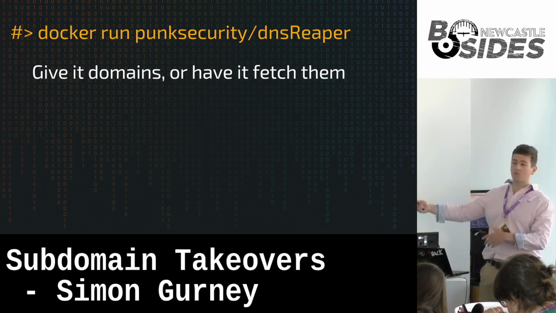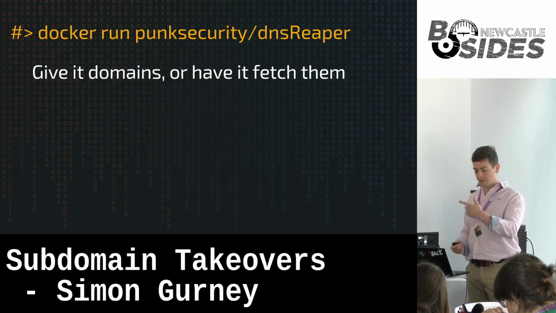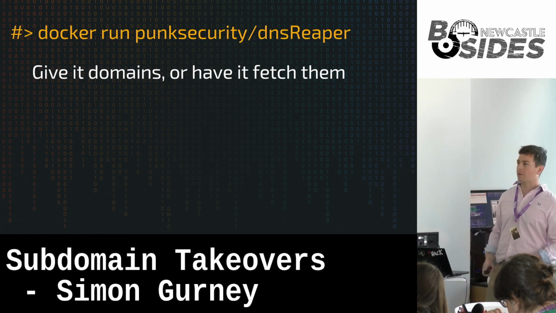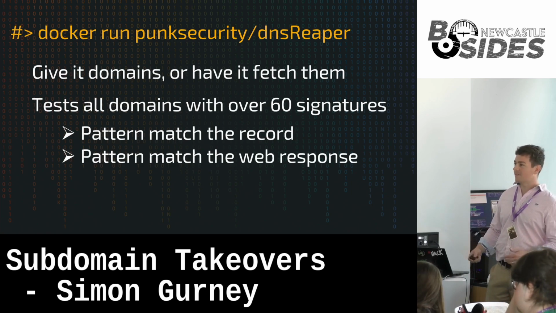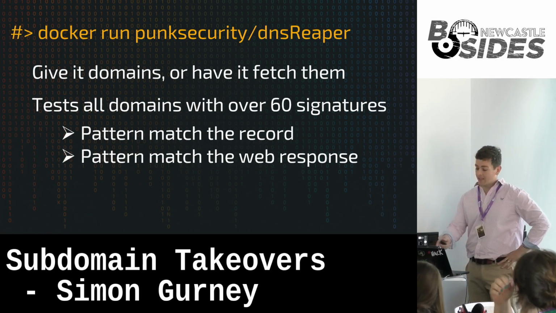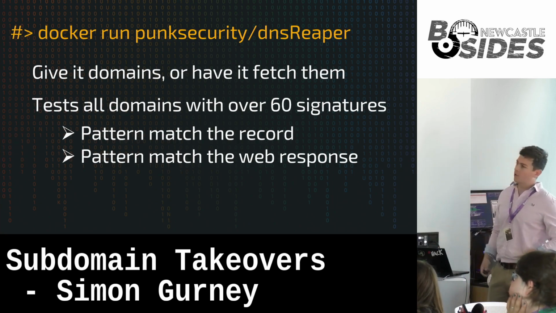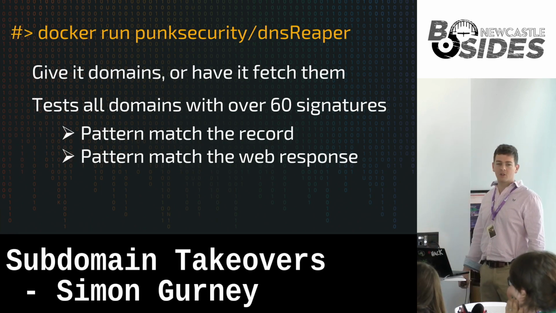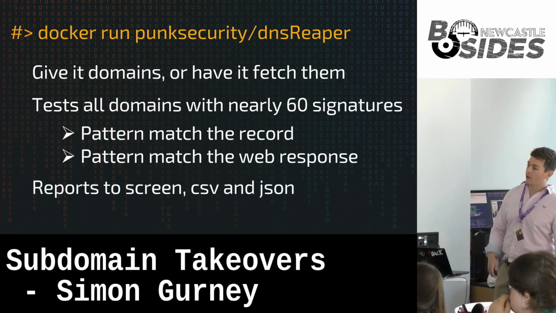So you can give it domains and it will run those signatures, or it will fetch them. You can point it at AWS Route 53, which we'll see in the demo, Cloudflare, DigitalOcean. If you've got an internal DNS server that allows zone transfer, it will pull the records and scan them. Lots of stuff. We also pattern match the web response. It's all open source on GitHub, so if anyone wants to add signatures or see how this works, or just fork it, go for it.